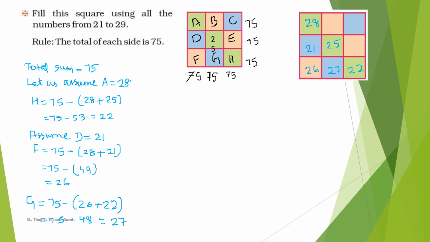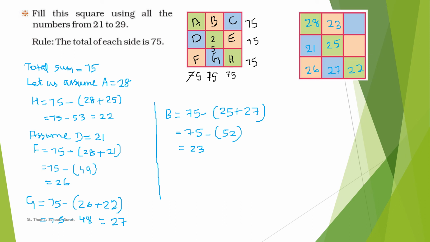Then you can find out your B value. So how would you find out B? By getting the total of G and 25 and then afterwards deducting it from 75. So 75 minus the total of 25 plus 27. So what is 25 plus 27? It is 52. When you deduct it from 75, you get 23. Clear? So in the box, you have to just write over here as 23.